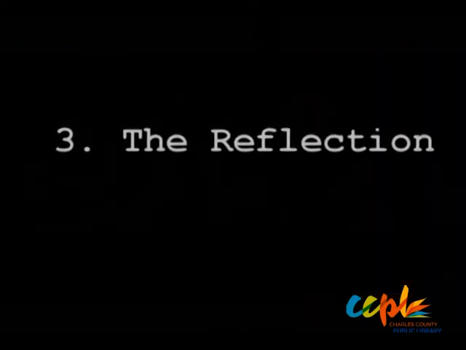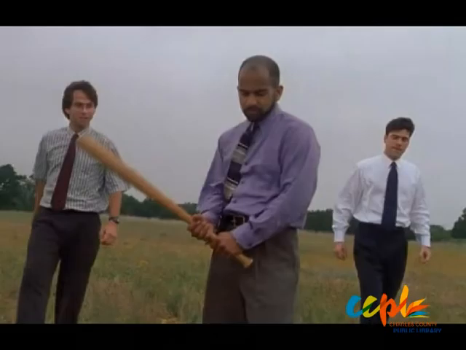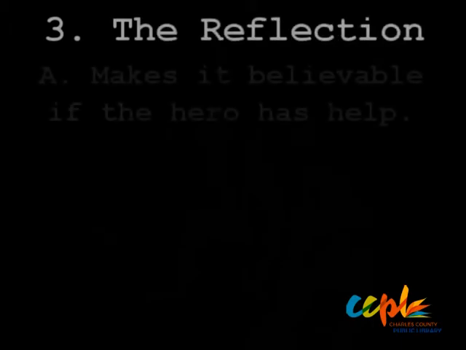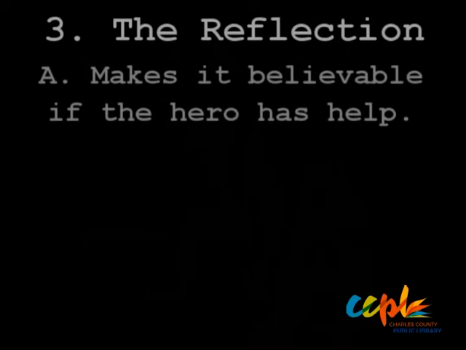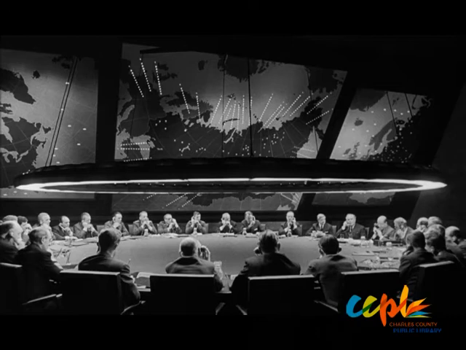The third category is the reflection character. This is the character who supports the hero's outer motivation, at least at the beginning of the story. This could be a friend, coworker, sidekick, spouse, mate, lover, or any other character who would support the main character's objective. There are two purposes to the reflection character. First, they add credibility to the plot if your hero has help in overcoming the outer conflicts facing them. Secondly, they also give the hero somebody to talk to, to reveal background, inner motivation, inner conflict, theme, or even to add anticipation, like in those scenes when the hero says, okay, here's the plan.